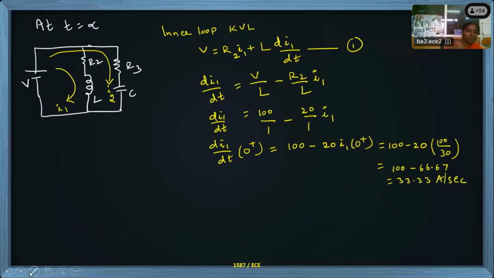This is the inner loop completed. Now I will go with the outer loop calculation. KVL for the outer loop.